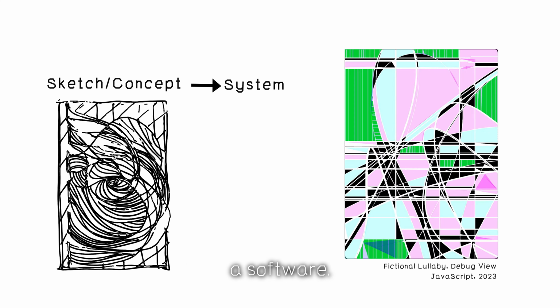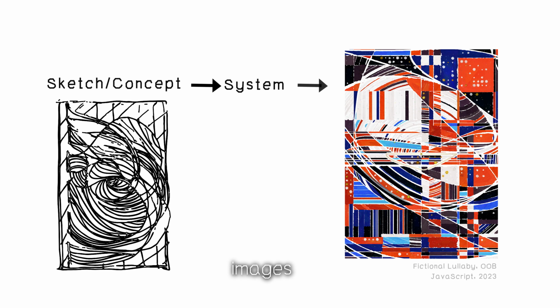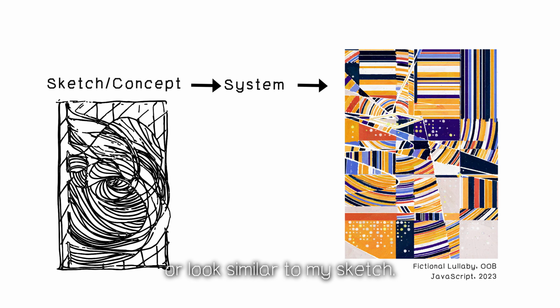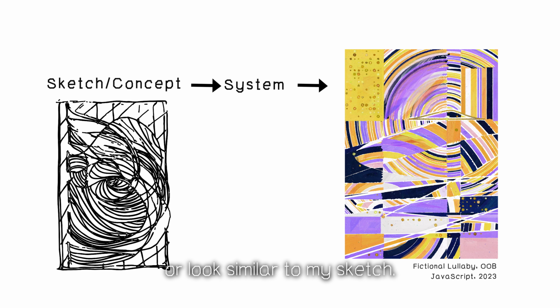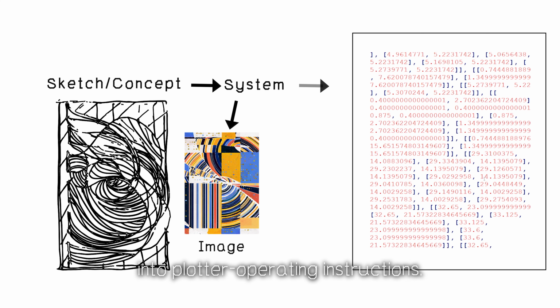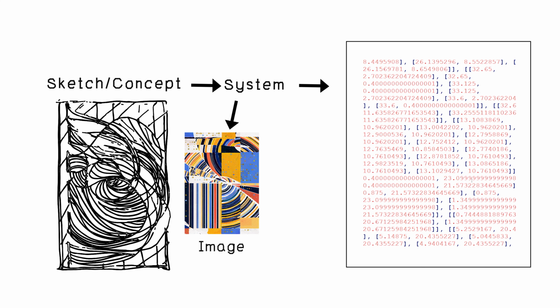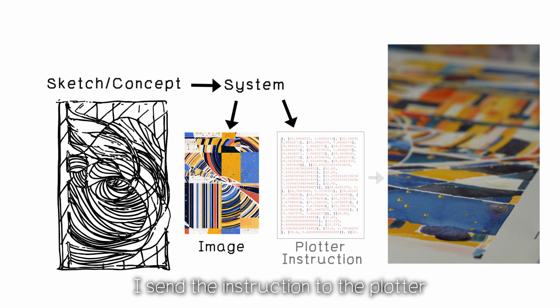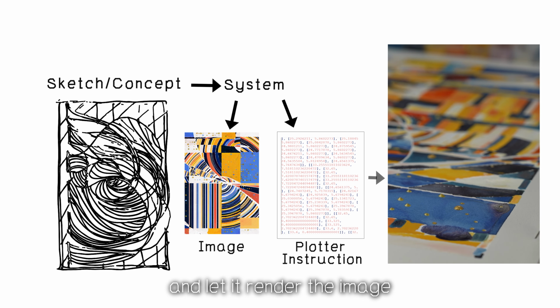I normally start with some sketch and a concept. Then I built a system, basically a software, and this software would generate images that describe my concept or look similar to my sketch. If I am happy about the image, then my system will translate the image into plotter operating instructions. I send the instructions to the plotter and let it render the image with physical materials such as ink, watercolor, and acrylic.